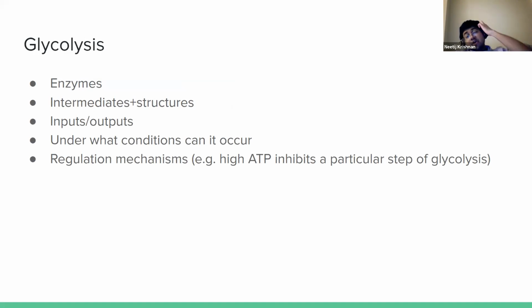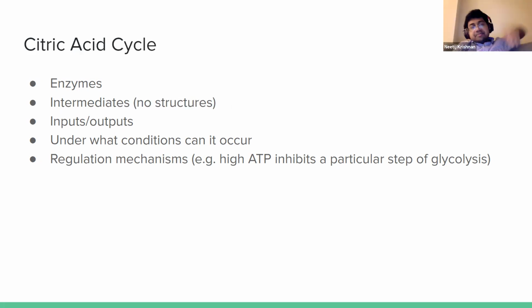Glycolysis, you should know, this is important because there's a distinction between glycolysis and the other steps. You should know the enzymes, the intermediates, and their structures, which you can actually learn surprisingly quickly. It's not as hard as it sounds. Inputs and outputs, under what conditions it occurs, oxygen, not oxygen, etc. Regulation mechanisms. So we talked about ATP inhibiting hexokinase. So you should know some of those common regulatory mechanisms for glycolysis.